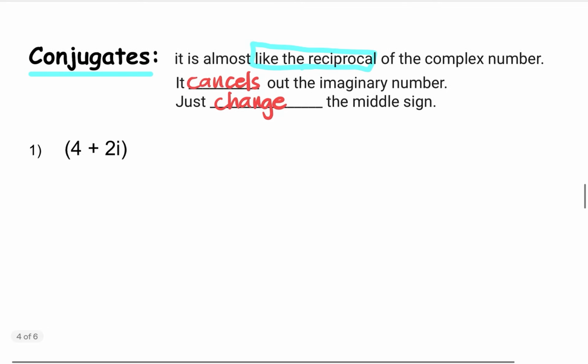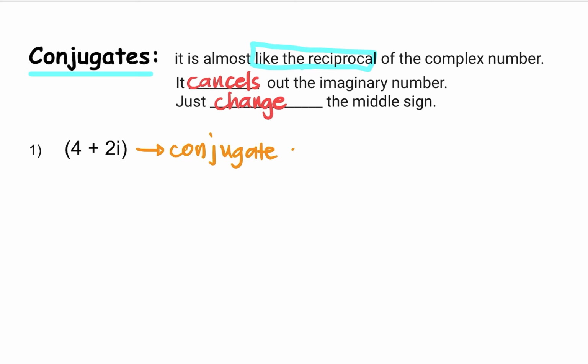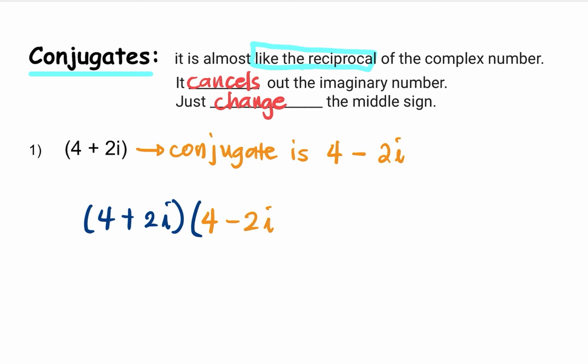So 4 plus 2i. The conjugate of 4 plus 2i is 4 minus 2i. So you completely copy the whole expression except we change the middle sign. That is what we call conjugate. And then we are going to do something. And that something is we will multiply the original problem, which is 4 plus 2i, with its conjugate, which we already have, which is 4 minus 2i.